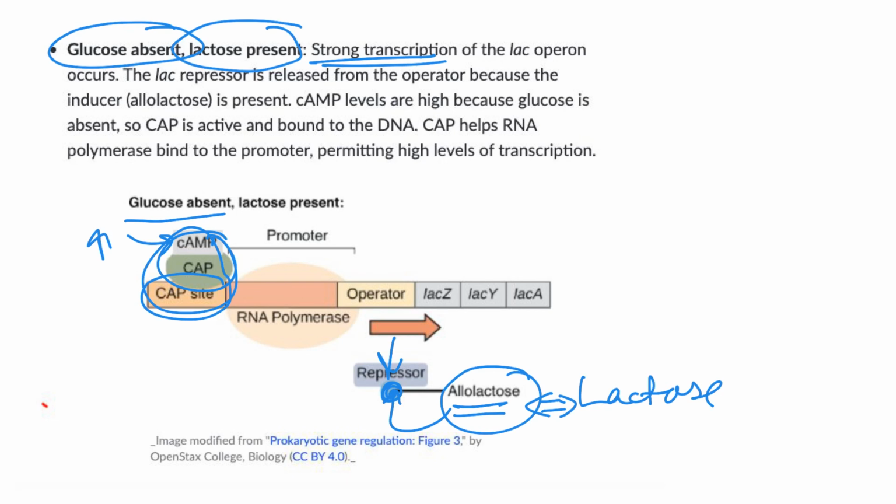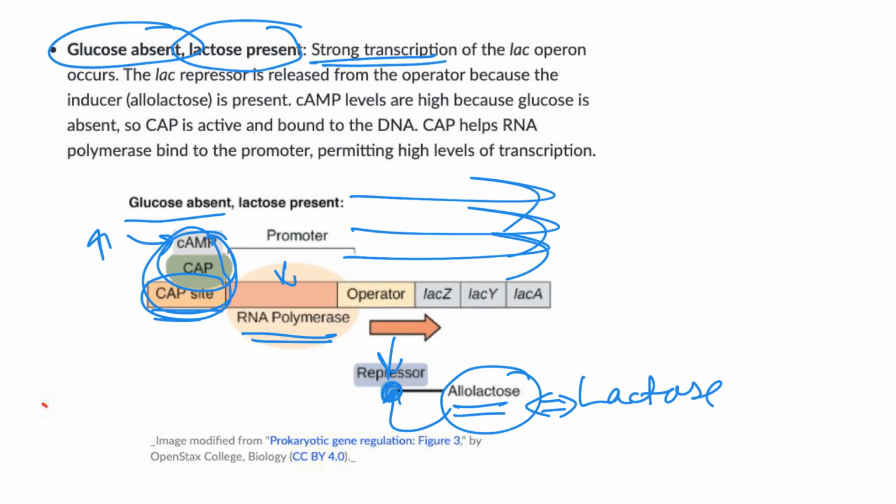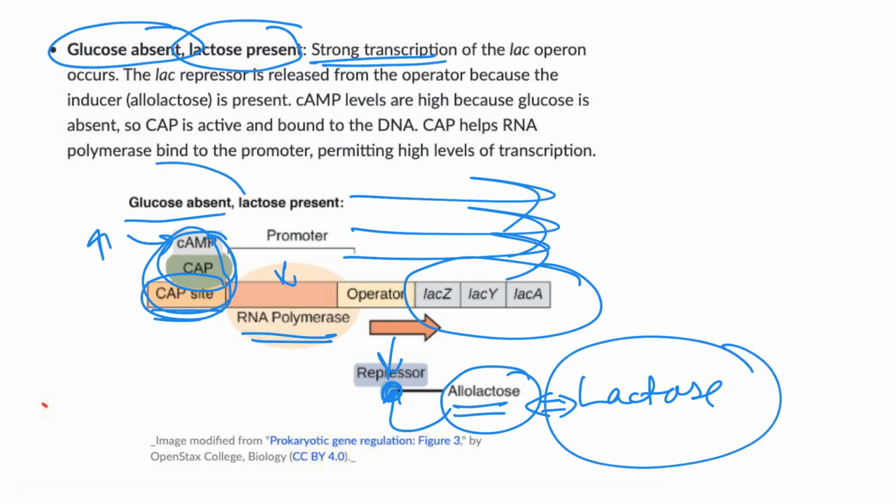Now I'm going to be really cooking. So now I have the operator that is open. It's not being blocked. And I have my CAP protein activated that's going to really help the RNA polymerase to bind tightly to the promoter. And this thing is going to transcribe like gangbusters, all right? And that's because I need these high levels of the enzymes that are going to break down lactose because I have lactose present and I have low glucose.